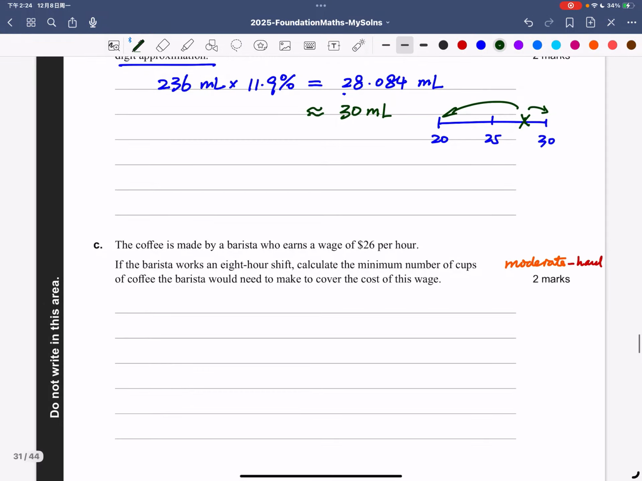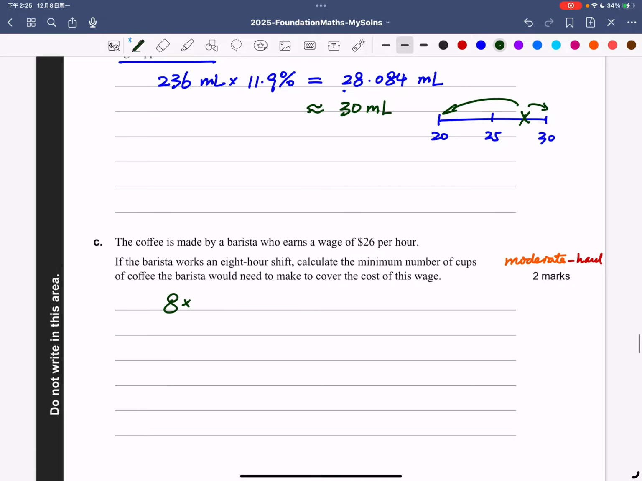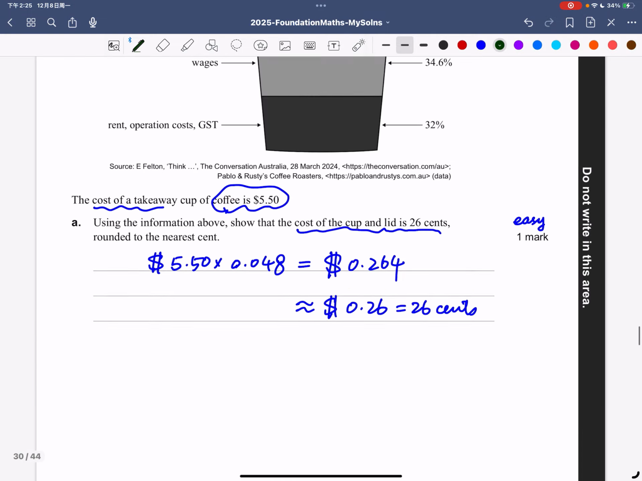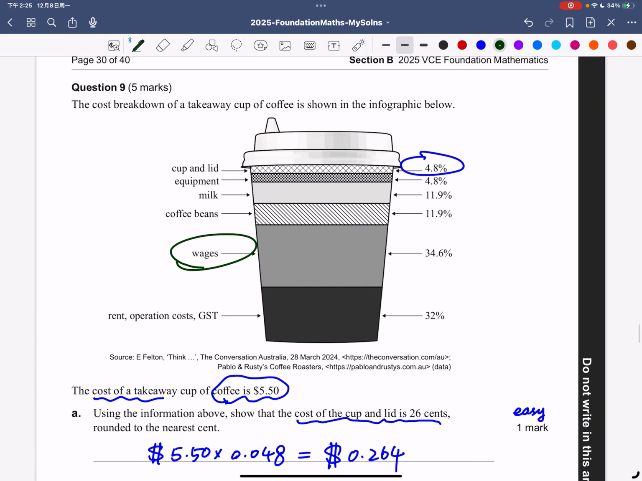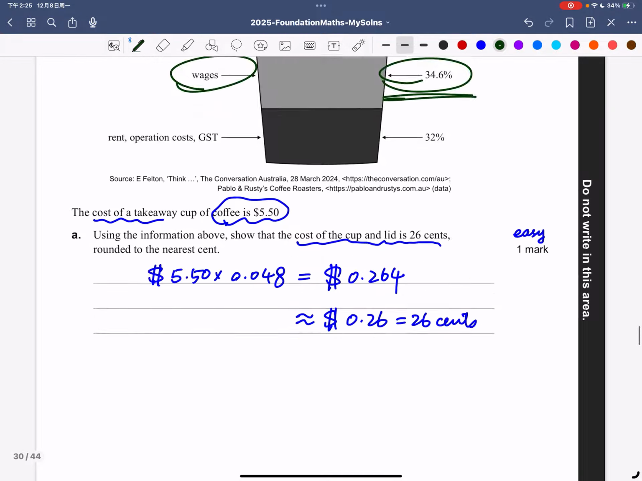The coffee is made by a barista who earns the wage of $26 per hour. If the barista works an 8-hour shift, calculate the minimum number of cups of coffee the barista would need to make to cover the cost of this wage. So 8 hours times 26 gives you $208. So that's the amount of money the coffee shop needs to pay this person. Now, we need to go back and check the wages cost. That would be, let's say, 34.6%.